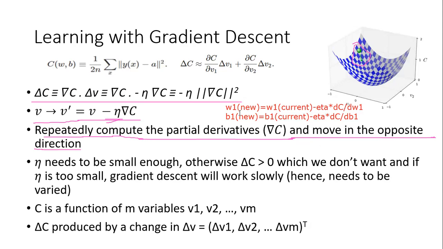So at each learning step, I have to take the partial derivative. That is why this is written here. Right. Now, one trick here is that eta needs to be small enough, otherwise delta C will be greater than 0. If eta is very large, then what will happen?